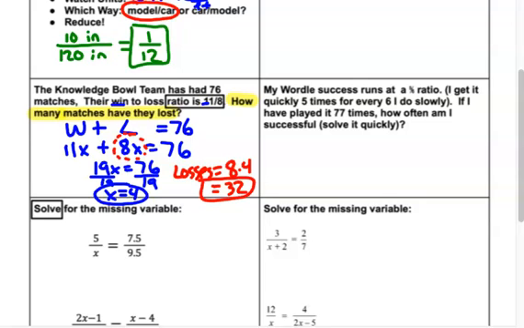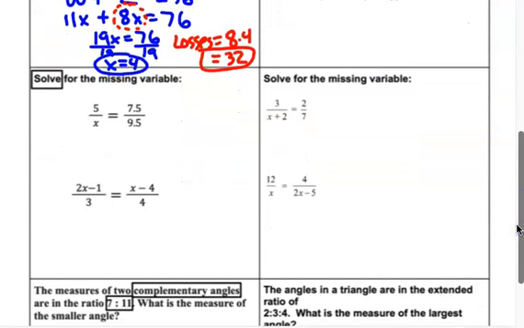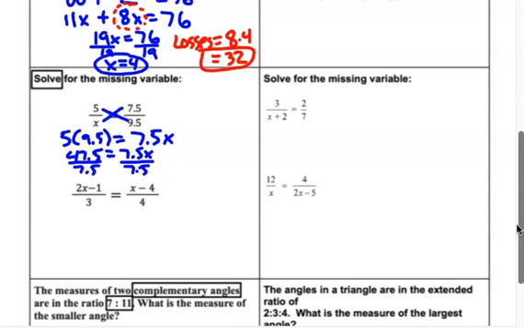Third problem is cross multiplying. We have the means and the extremes. The extremes are 5 and 9.5. The means are x and 7.5. So we have 5 times 9.5 equal to 7.5 times x. 5 times 9.5 gives you 47.5, equal to 7.5x. We divide both sides by 7.5. Out of space here, but that gives us that x is equal to about 6.3.